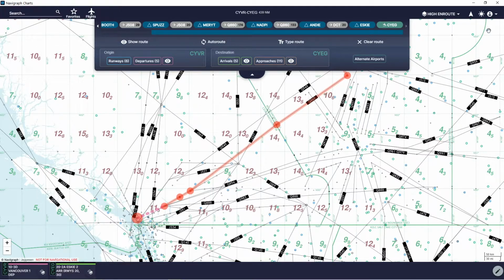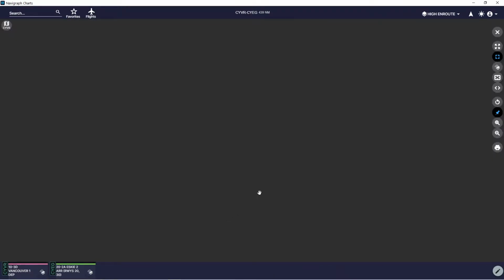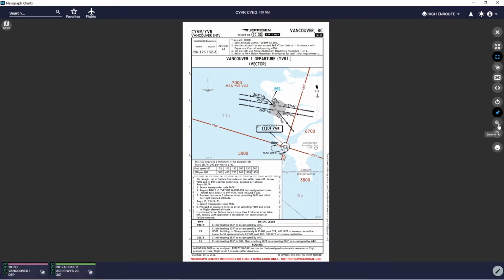So in Canada, we have 3 specific types of SIDs. We have what's called a vectored SID, a vectored RNAV SID, and an RNAV SID. The first one we're going to look at is a vectored SID, at my local airport here in Vancouver, British Columbia, which is the Vancouver 1 departure.